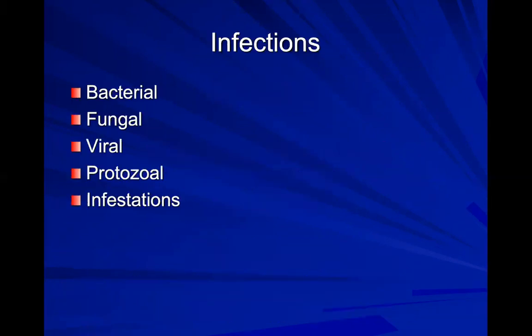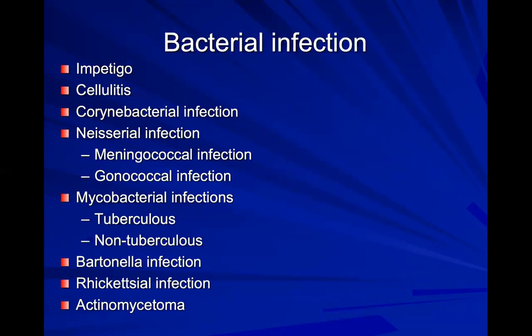So what we're going to cover is more common bacterial, fungal, viral, protozoal, and infestation type processes that we see in the skin. So beginning with bacterial infections, you commonly will see impetigo very superficially, a cellulitis. We'll look at different bacteria that we can see: Corynebacteria, Neisseria, mycobacterial infections, Rickettsia, Bartonella, and actinomyces.